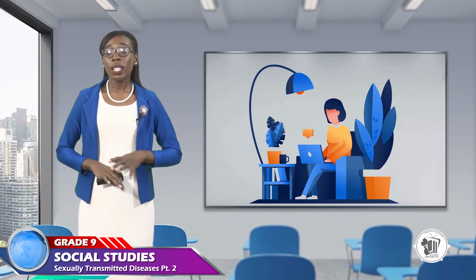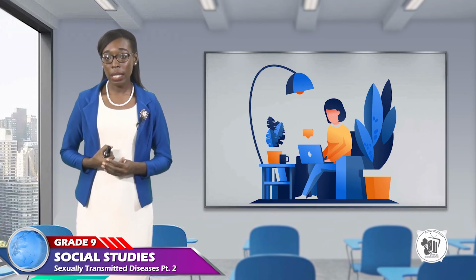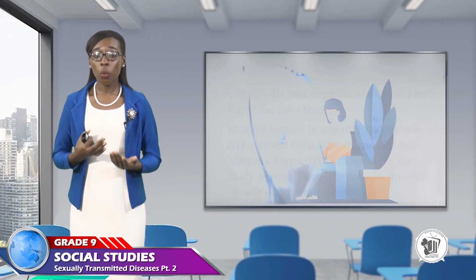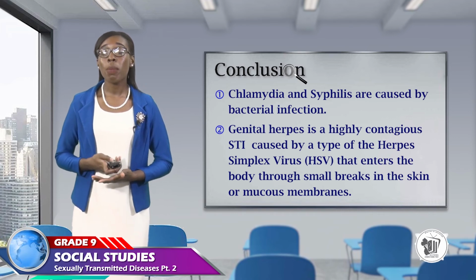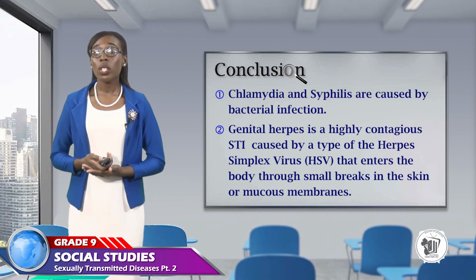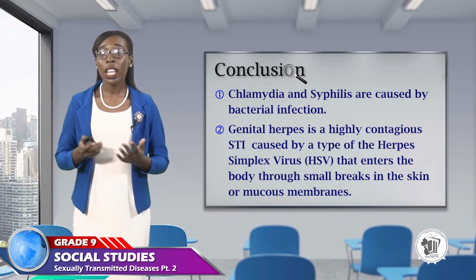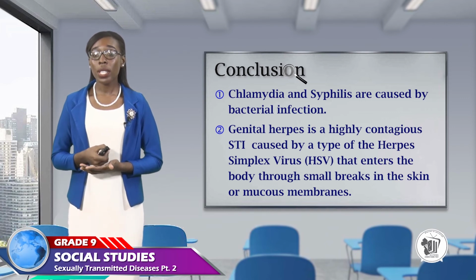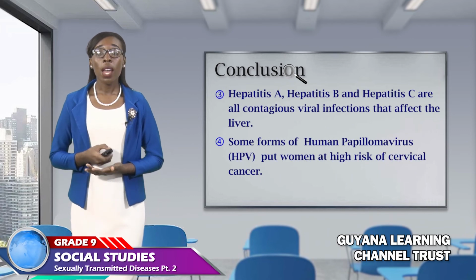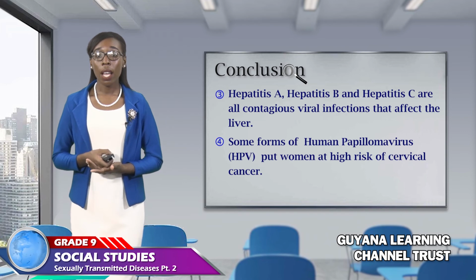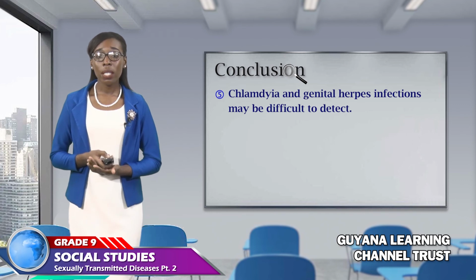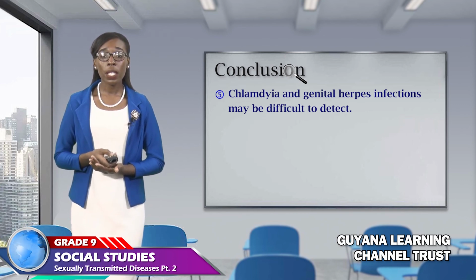Now, let's do a quick recap of some of the key points of today's lesson as we wrap up the session. We understood that 1. Chlamydia and syphilis are caused by bacterial infection. 2. Genital herpes is a highly contagious STI caused by a type of the herpes simplex virus, HSV, that enters the body through small breaks in the skin or mucous membranes. 3. Hepatitis A, hepatitis B, and hepatitis C are all contagious viral infections that affect the liver. 4. Some forms of human papillomavirus, HPV, put women at high risk of cervical cancer. 5. Chlamydia and genital herpes infections may be difficult to detect.